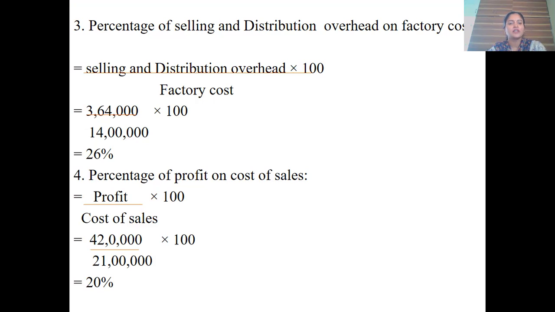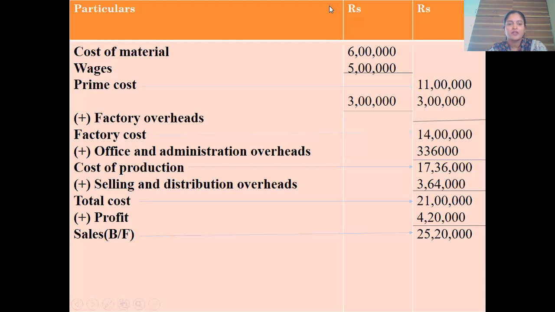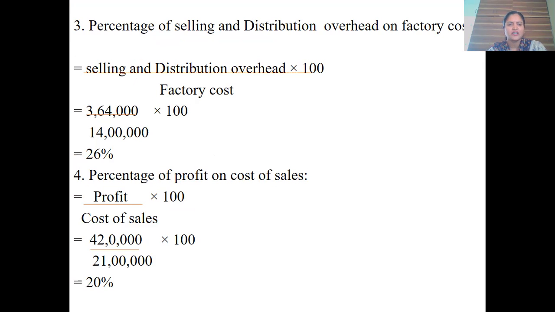Next, percentage of profit on cost of sales. So this is also how much you are going to get, the cost of sales. Profit, how much it is, we calculate here. Okay, so profit divided by cost of sales into 100. Profit you have already calculated, that is 4,20,000, divided by the cost of sales. How much are sales? 21 lakhs given in the problem. Take that. So you are going to get 20%.